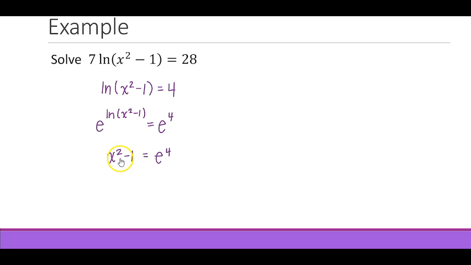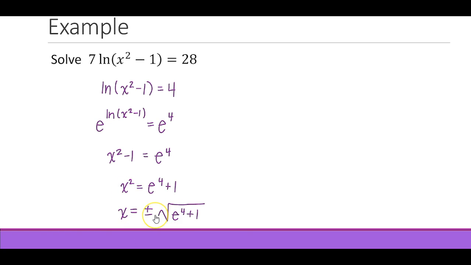And now I can go ahead and solve for x by adding the 1 to the other side. So I have x squared equals e to the 4th plus 1. And solving for x by taking the square root of both sides and then keeping plus or minus. So I have x equals plus or minus the square root of e to the 4th plus 1. So this quadratic equation, because it was missing its x term, I can go ahead and solve it by simply isolating x squared and then taking the square root of both sides.